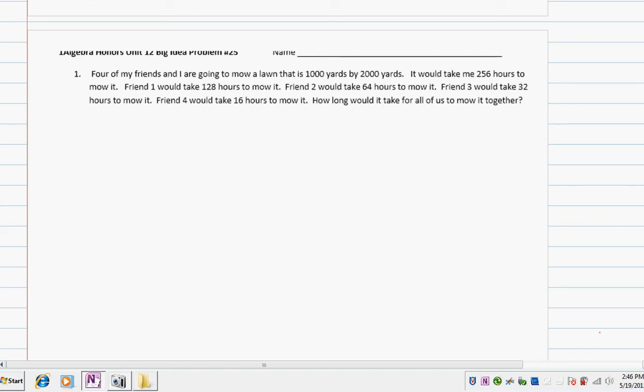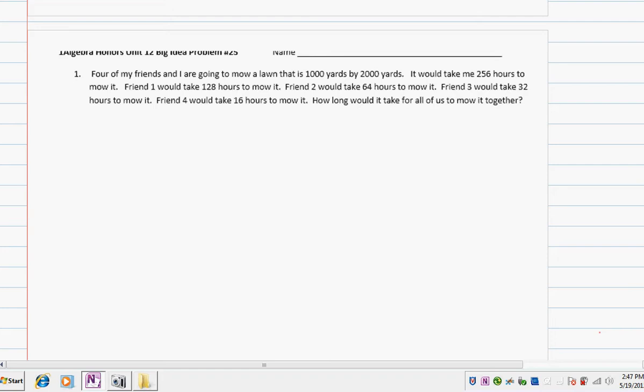Four of my friends and I are going to mow a lawn that is 1,000 by 2,000 yards. It would take me 256 hours to mow it. Friend 1 would take 128 hours to mow it. Friend 2, half as long as that. Friend 3, half as long as that. Friend 4, half as long as that. So, how long would it take for all of us to mow?